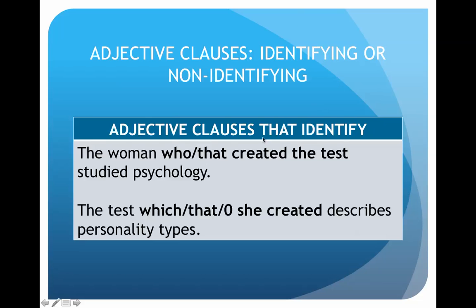So these are identifying clauses with no commas. The woman who created the test studied psychology. Or the woman that created the test is also correct. The test which she created describes personality types. The test that she created describes personality types. The test she created describes personality types. All ways to say the same thing. It's an identifying clause and there are no commas.